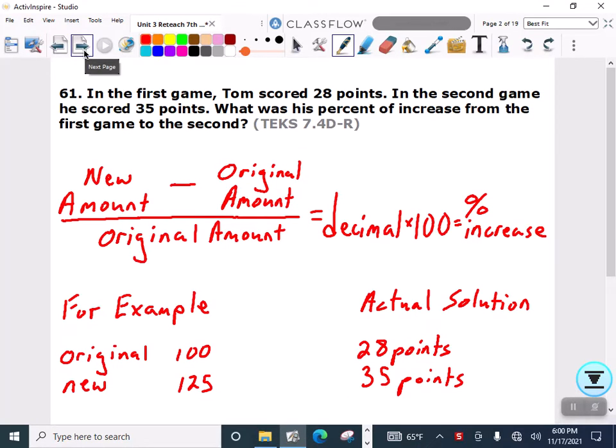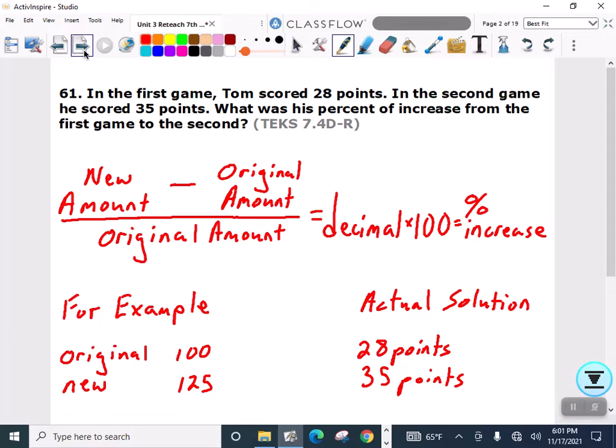So, 61. So we're starting out with the sample unit 3 assessment. So in the first game, Tom scored 28 points. In the second game, he scored 35 points. What was his percent of increase from the first game to the second? So we have a few pieces of information we have to identify. We need to know what the amount was, the first amount, and then what was the later amount. And so, of course, the first comes before the second. So the first amount was 28 points, and the second will be 35.